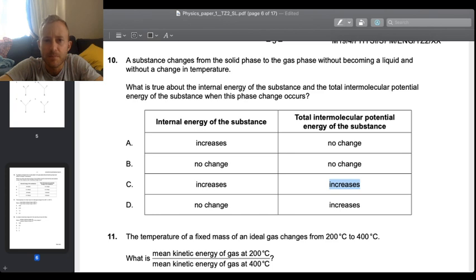Internal energy includes the internal kinetic energy and the internal potential energy of the material. And so the fact that there's no change in temperature means that the kinetic energy part stayed the same, okay? But the potential energy went up. So their sum had to increase. So the internal energy also increases. The answer would be C. All right.